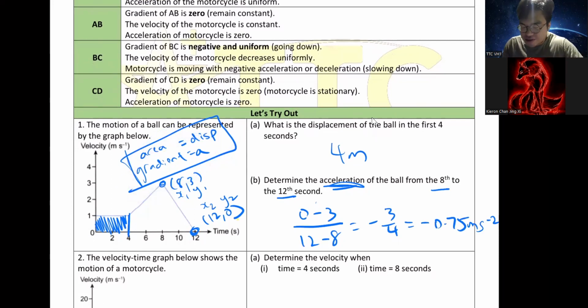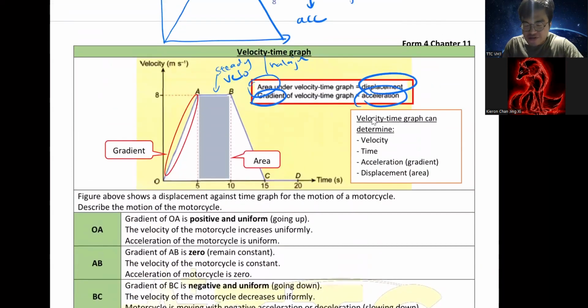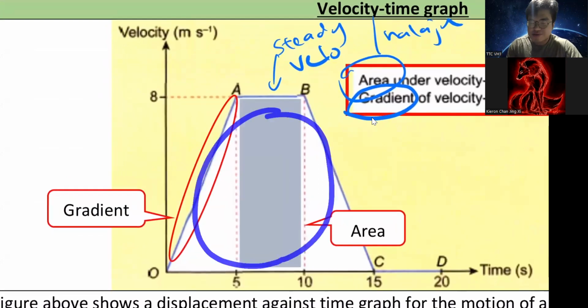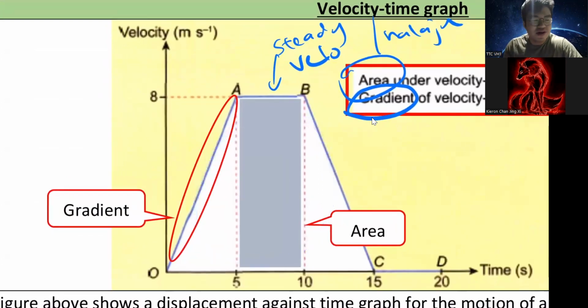Hey, I have a question here. If the area looks like this, how do you calculate this area?